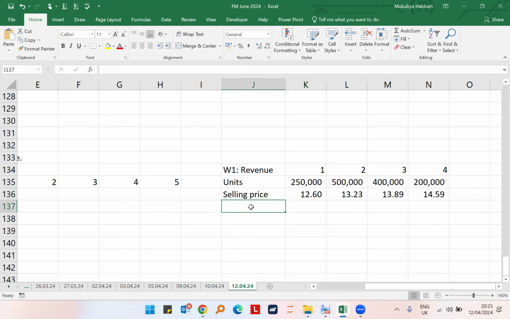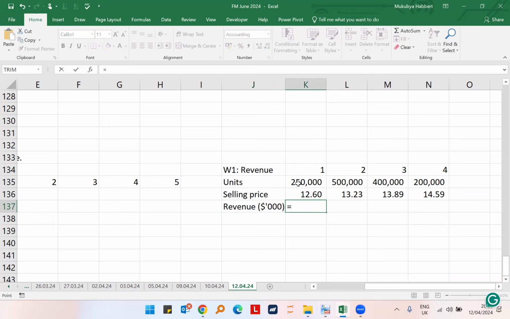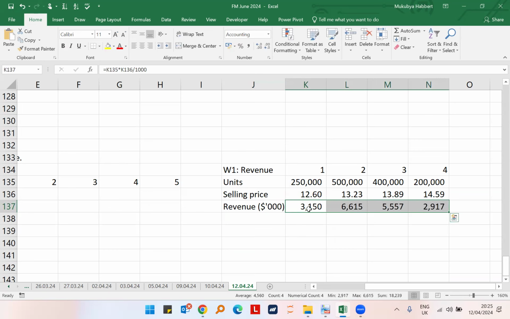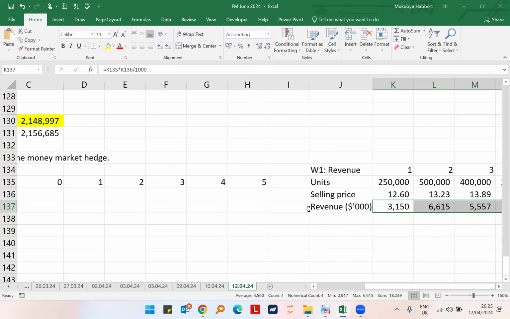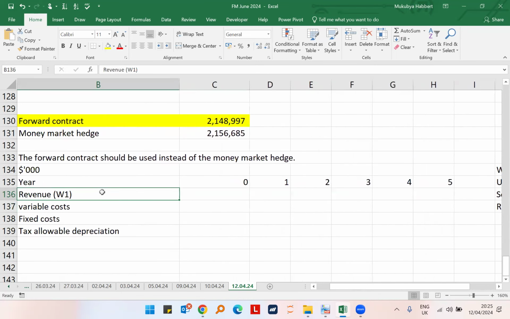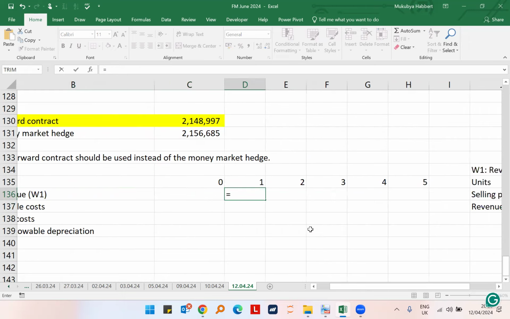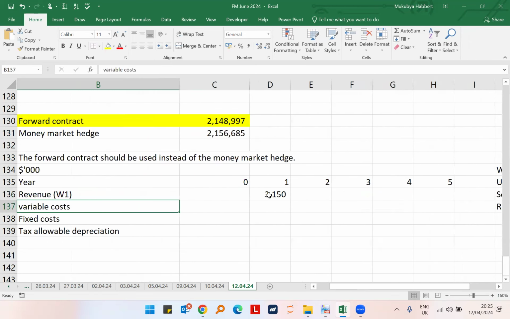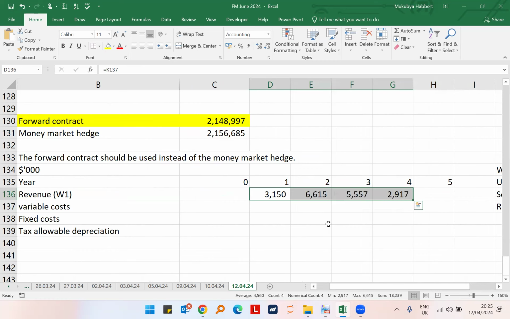That's the selling price. Now I can put here revenue, but I want it to be in thousands of dollars. So remember that if I multiply just this by that, I'll get dollars. So I can divide by 1,000 to make thousands of dollars. Or you could just work with dollars. That's what I said. So you have your revenue. So you can come and bring it here. Those are our revenues.